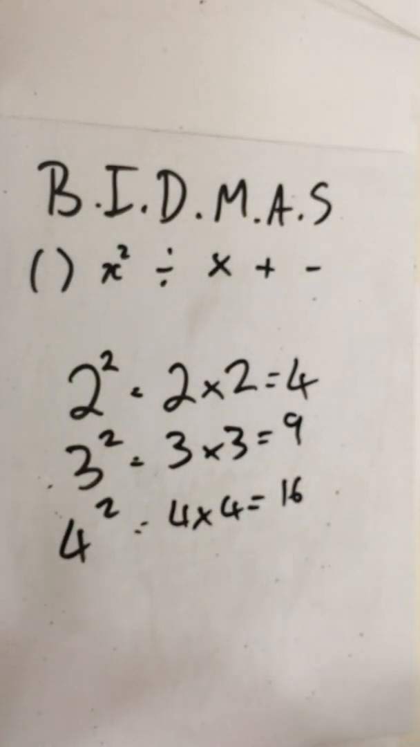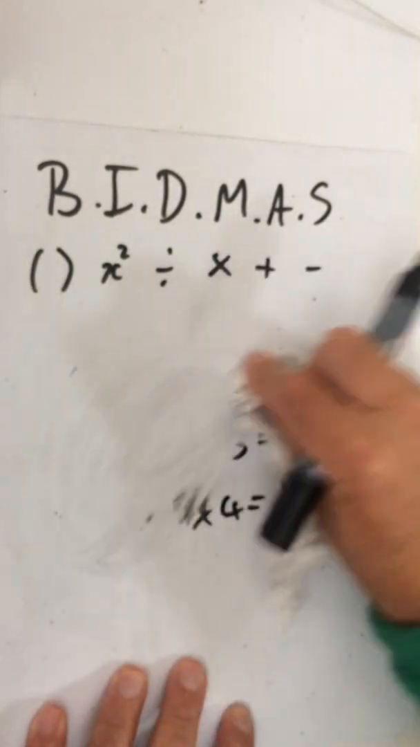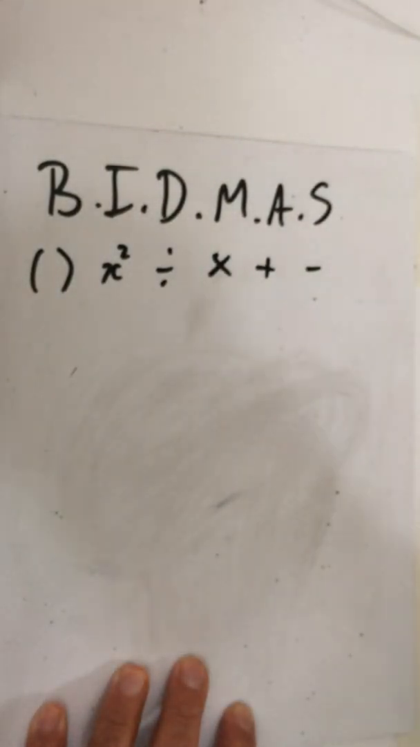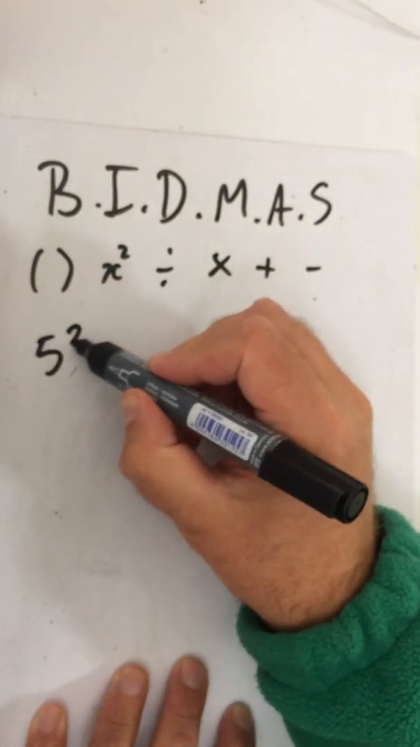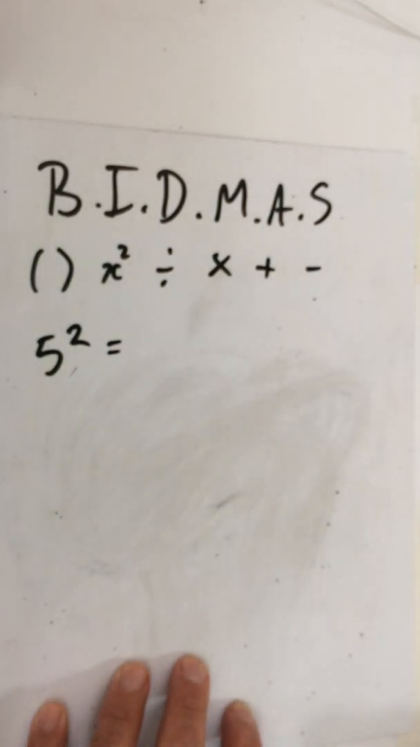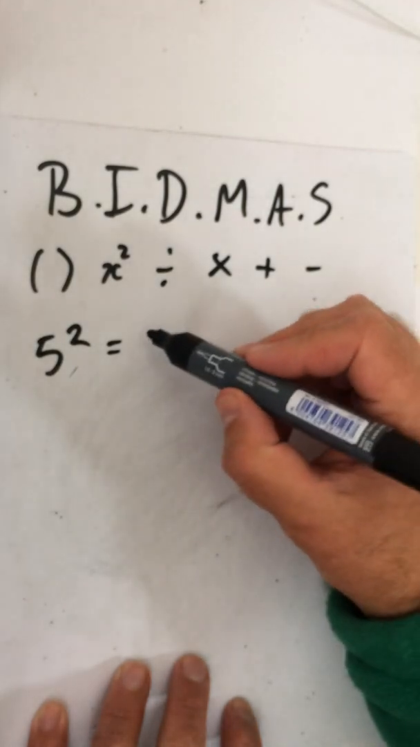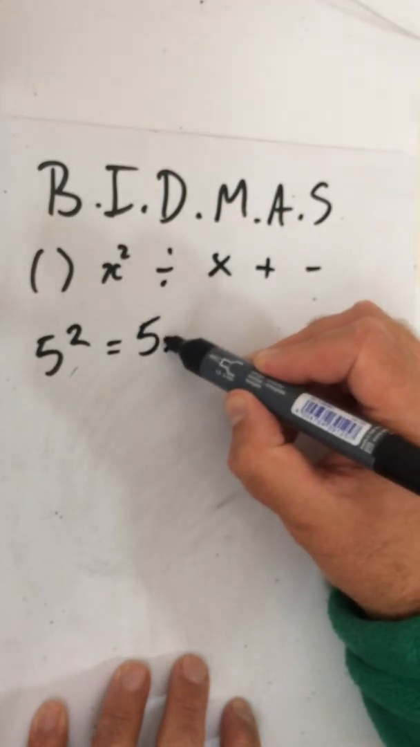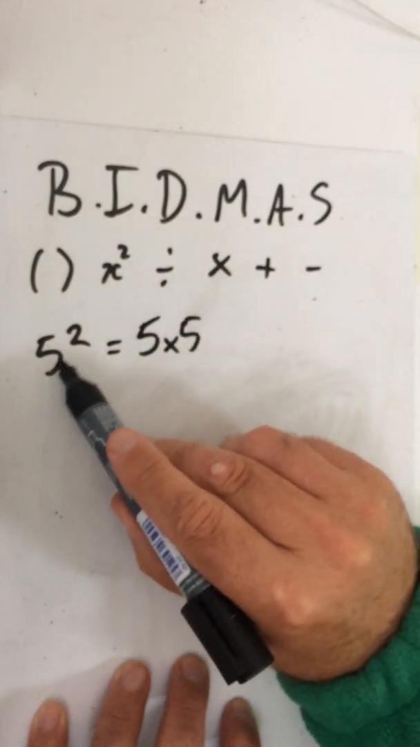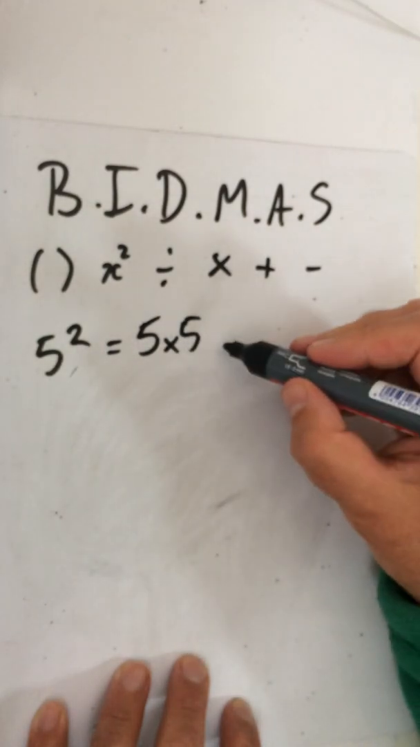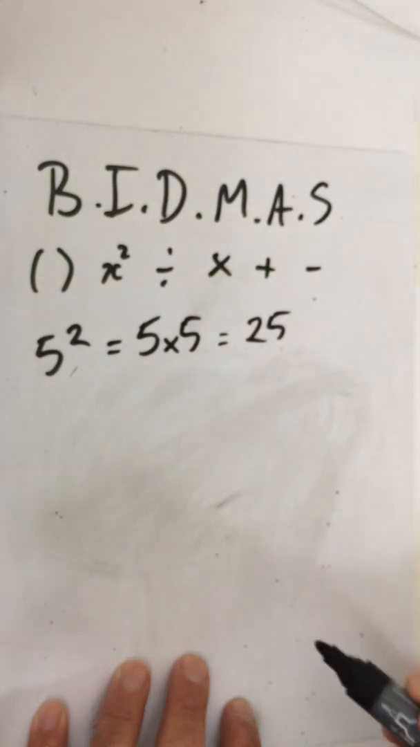Okay, so could you please, in your book, what is 5 squared going to be equal to? So 5 squared, it's 5 times 5, that's what it means. 5 multiplied by itself when you're squaring a number is 25.